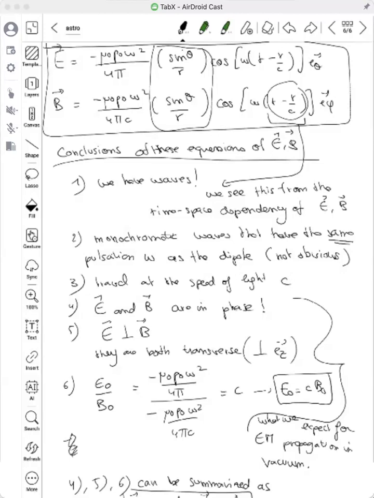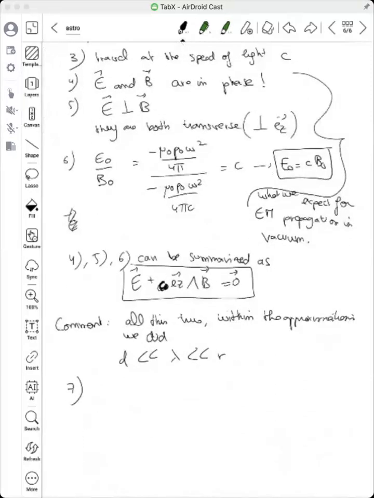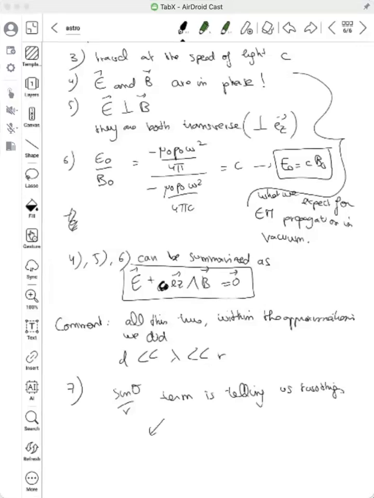So this sine theta over r term is telling me 2 things. So first thing, this wave is going to be decreasing when r grows, right? So I can say it already: the amplitude decreases when r grows, okay? This is one thing.